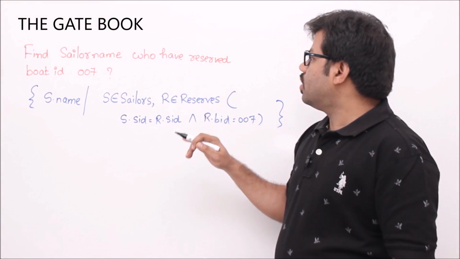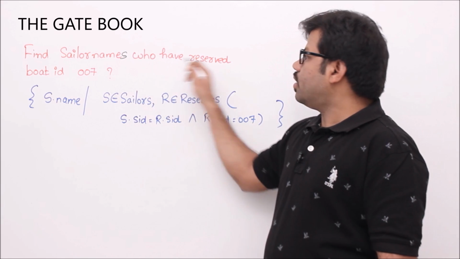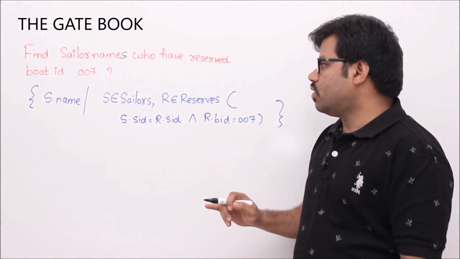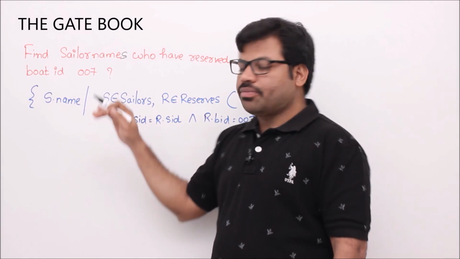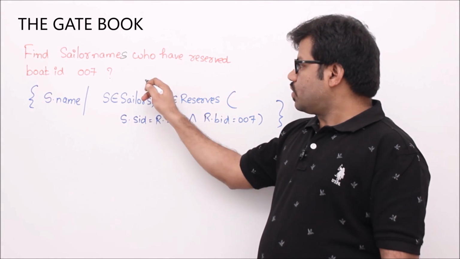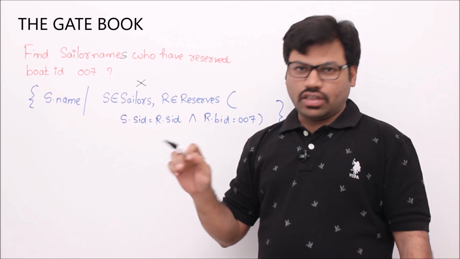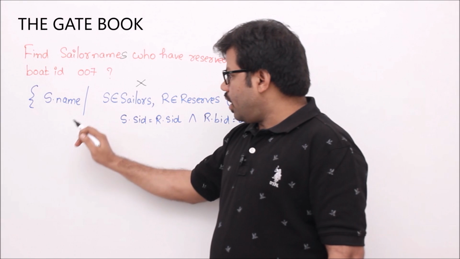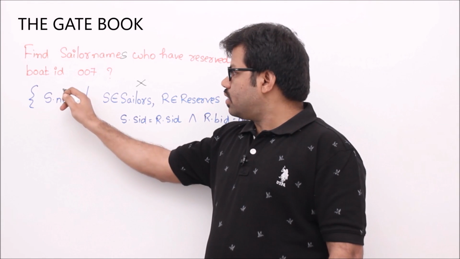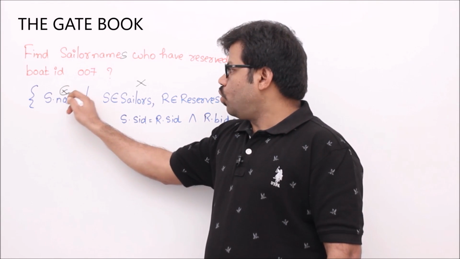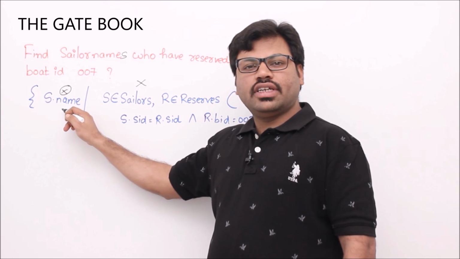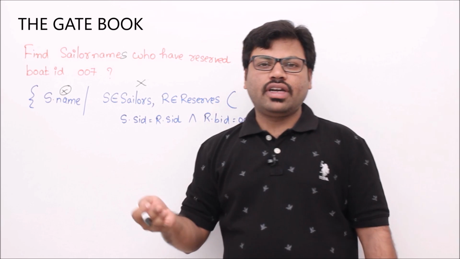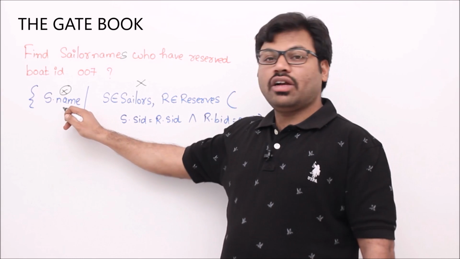Okay. We'll see one more query. Find sailor names who have reserved boat ID 007. So we have to find out the people who reserved 007. For that, see this query. So there is a problem with this query. Actually, this is not again the correct model. First of all, you can't write s.name. The syntax always is that you should write a tuple name at the left side, correct? So the thing to be printed should be a tuple, but here you are printing a column, right?